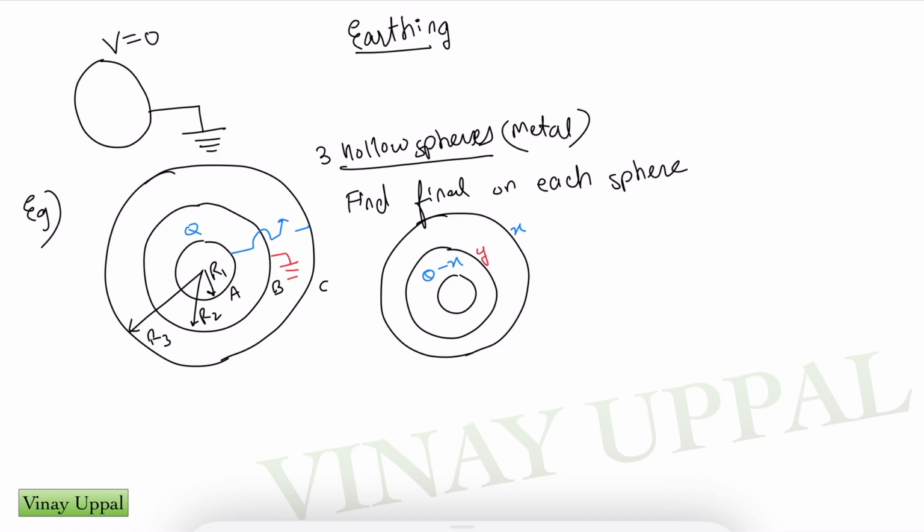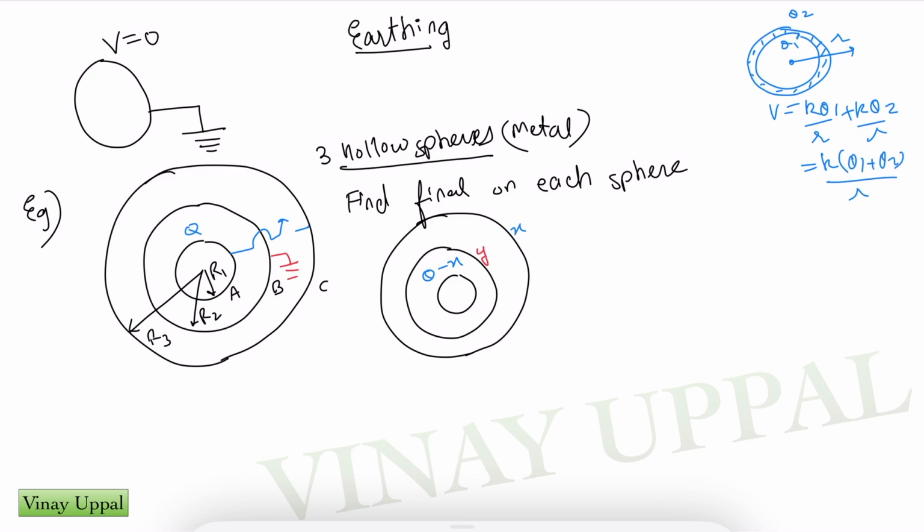And the reason is that suppose I have a sphere here, a thin spherical shell, and let's say the charge on the inner surface is Q1, charge on the outer surface is Q2. Suppose I want to write the potential at a distance R. The potential would be K Q1 by R plus K Q2 by R, which is nothing but K (Q1 plus Q2) by R. Eventually only the net charge will appear.